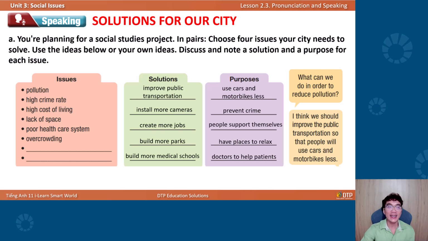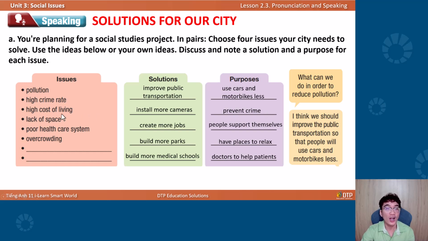Now you can see there are issues on your left: pollution, high crime rate, high cost of living, lack of space, poor health care system, and overcrowding. So you see here's some solution I have suggested. And these are some purposes. Like for pollution, I say that we improve public transportation so that people use cars and motorbikes less. With high crime rate, solution is to install more cameras to prevent crime.